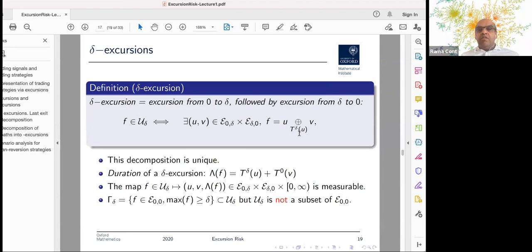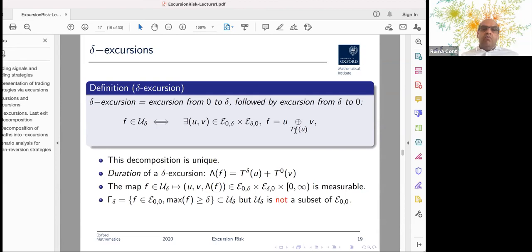So it's exactly like the picture I showed you before. Now, this decomposition is unique because I do the pasting at the first time that U reaches delta. If U reaches delta and then stays there, I can start from the first time it reaches delta and go to 0, or I can wait and then go back to 0. Then it's not unique. But if by convention I say that the first time U reaches delta is when I start V, then there's only one way to do that. So this decomposition is unique.